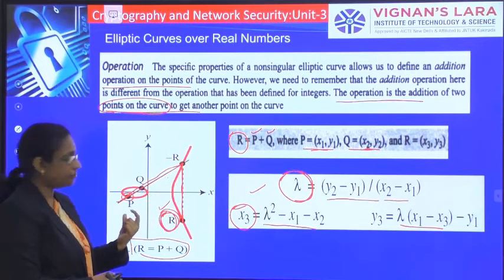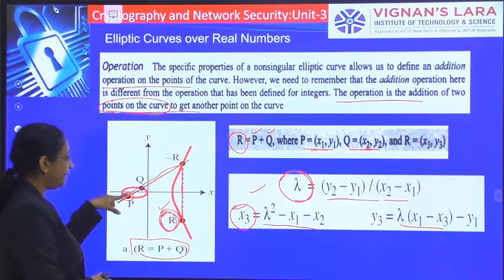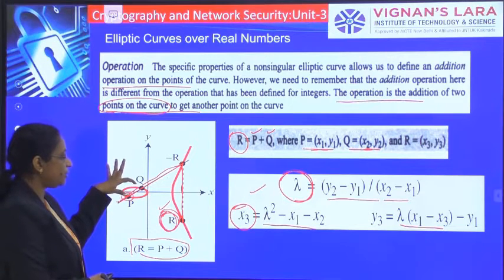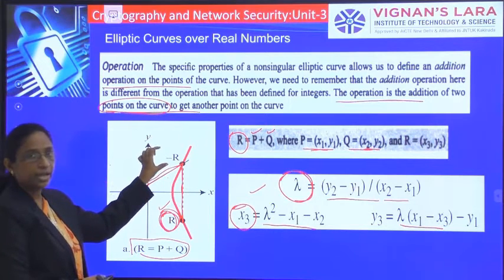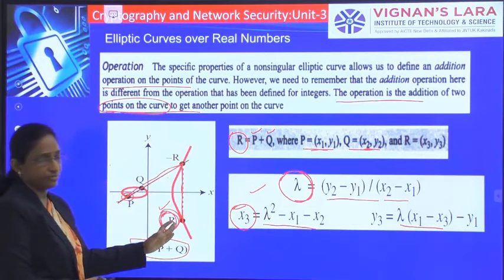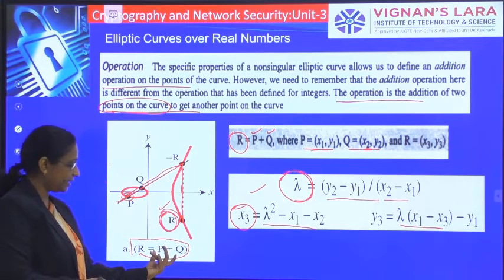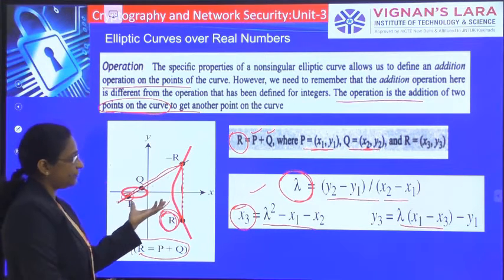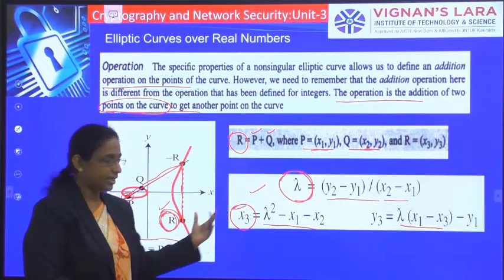For doing that, we can take any 2 points on the curve. For example, I have taken one point here and another point here. I want to add these 2 points. To add them, I have to draw a tangent line passing through these 2 points such that it intersects the other curve, and then from there I take a reflection. By doing that, I can get the addition of these 2 points, that is our R. For this they have given a formula. By simply placing the values in this formula, you can get that R value.